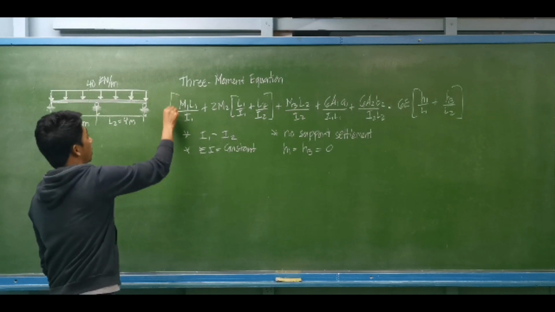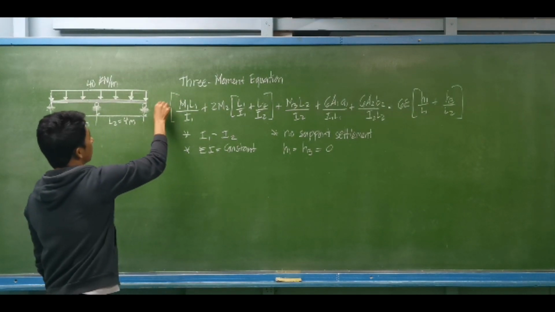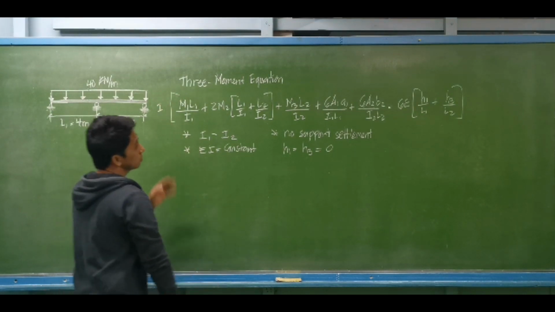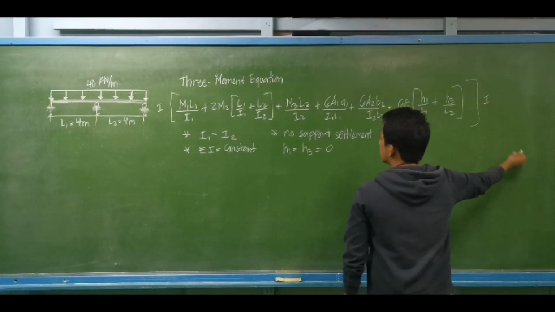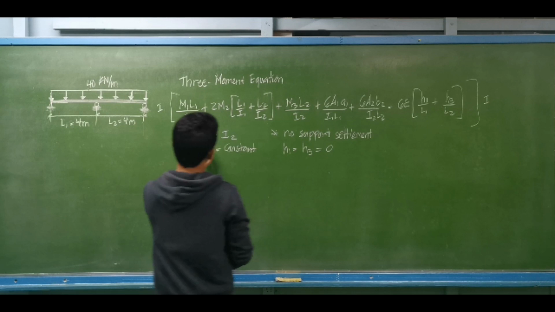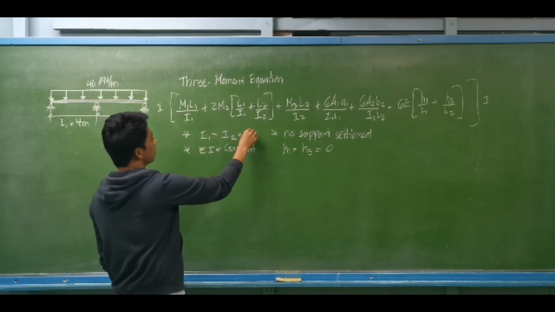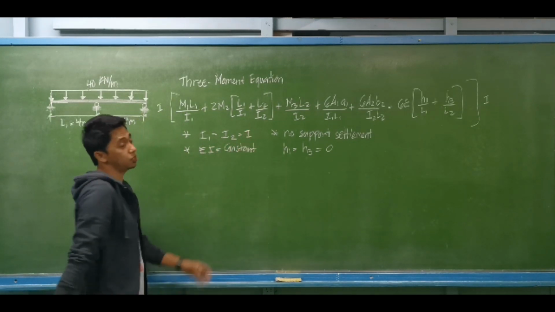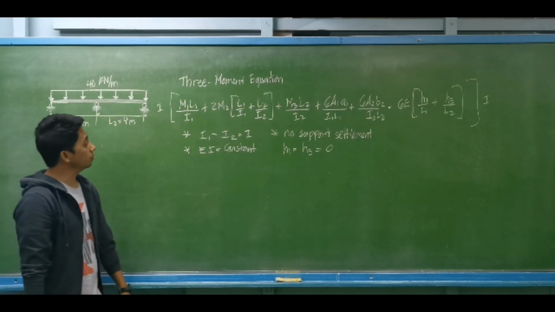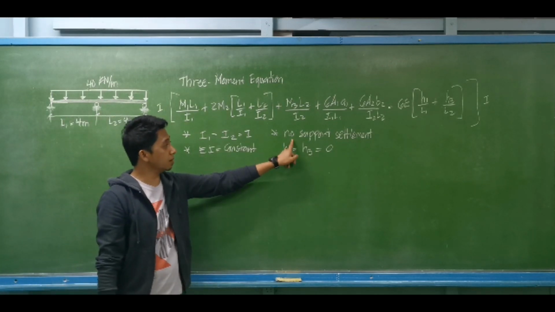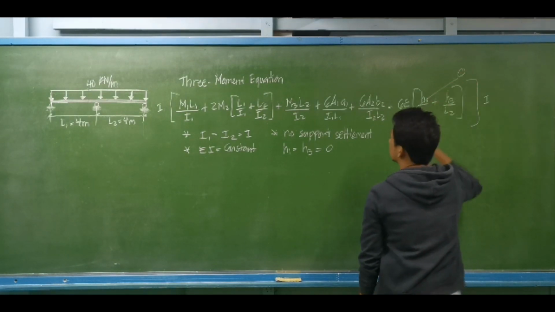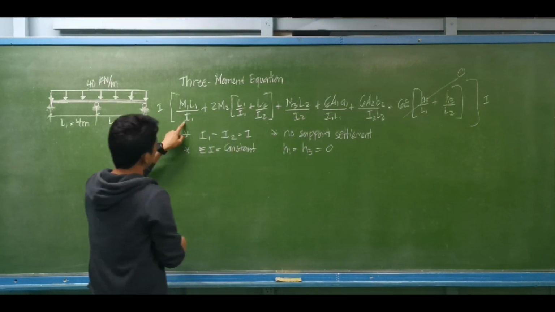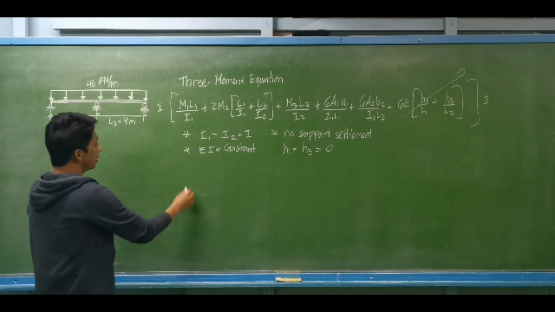So we can multiply I1 or I for both sides of the equation. So let's say again, I1 is equal to I2. Let's say we have a constant moment of inertia of the section. So no support settlement, that makes this term 0. So we may eliminate all the moment of inertia on the denominator.